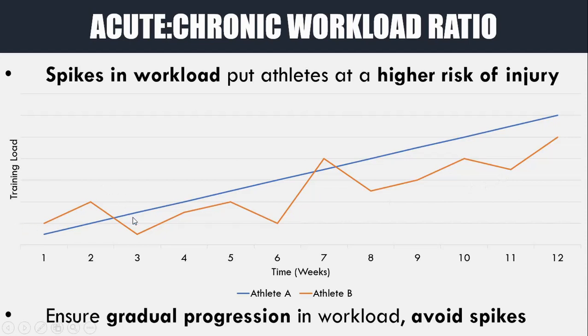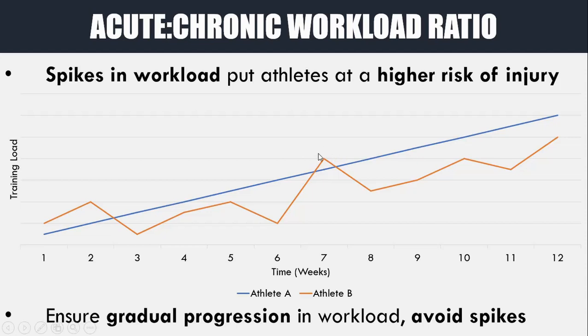So we can see it's not very smooth, and there are peaks and valleys here and there along the way, although the trend is still going up. So athlete B is probably going to be at a higher risk of injury at points like week 7 here, because of this idea of the acute to chronic workload ratio.